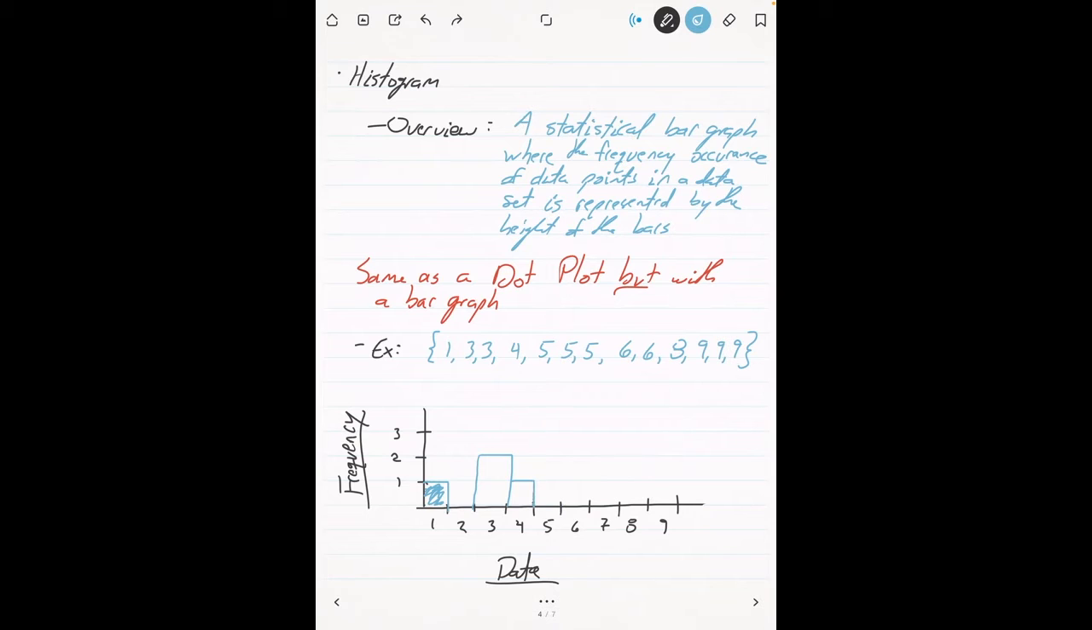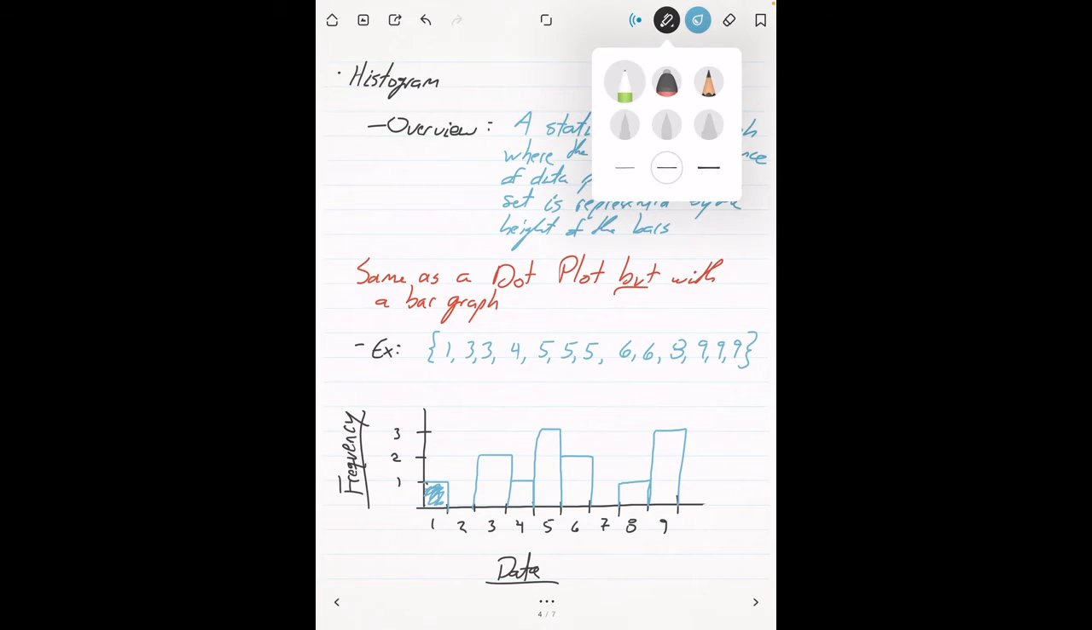Let me try to draw that a little nicer. 6 goes up 2 values. 8, I should say 7. There is no 7, so it's got a height of 0, so I won't draw a bar there. But 8, again, is only once, so I have a bar of 1. And 9, there are 3 of them, so I go up 3 values. I should probably color these in. Let me see if I can draw that a little nicer.